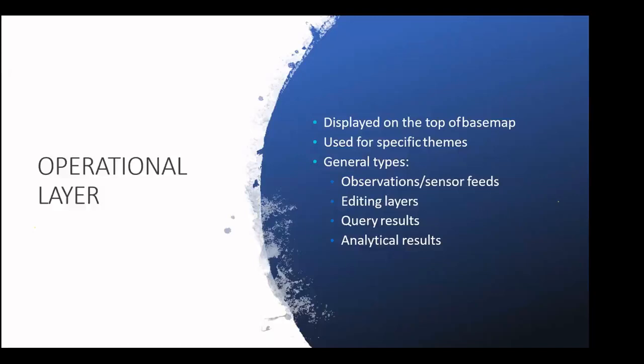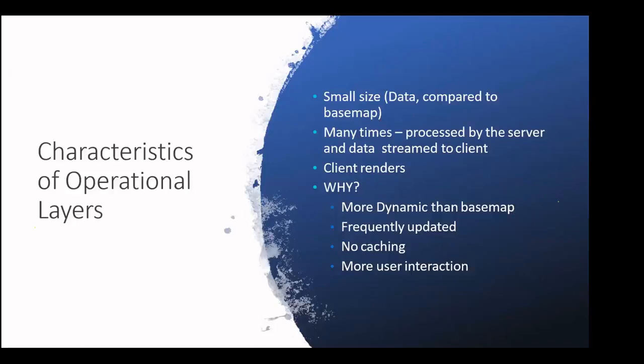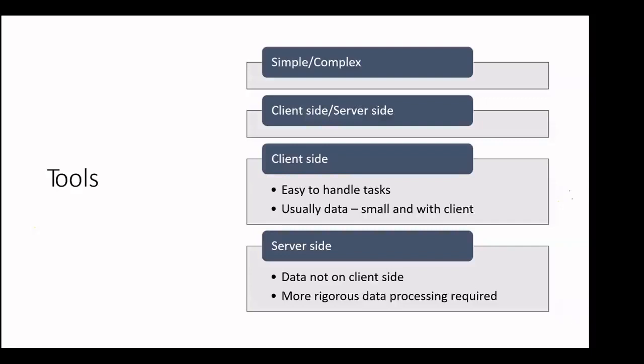So the characteristics are, it is relatively smaller than your base map, and it is very regularly updated. It is more dynamic in nature and users can interact. That is the main purpose of those layers. And tools are of two types actually, client side or server side. On the client side, it is easy to handle and usually the data is very small. But on the server side, data is very huge, and it takes a lot of processing time and bandwidth.